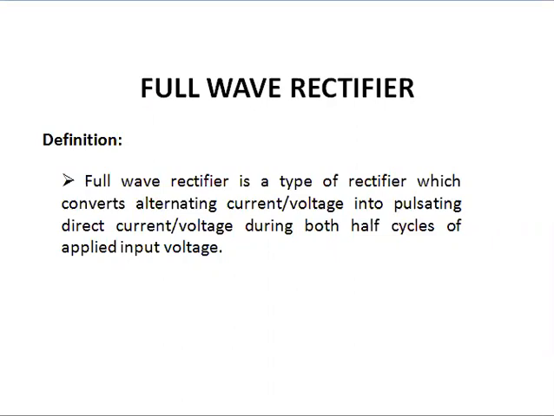What is meant by a rectifier? The device which converts alternating current into direct current is called a rectifier. So, the device which converts the alternating current or voltage into pulsating direct current or voltage during both the half cycles of the applied input voltage is called a full wave rectifier.